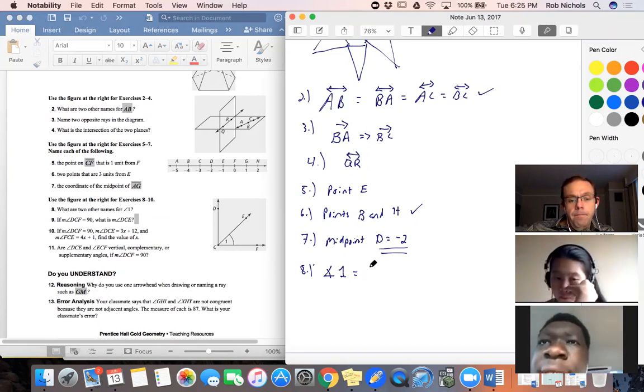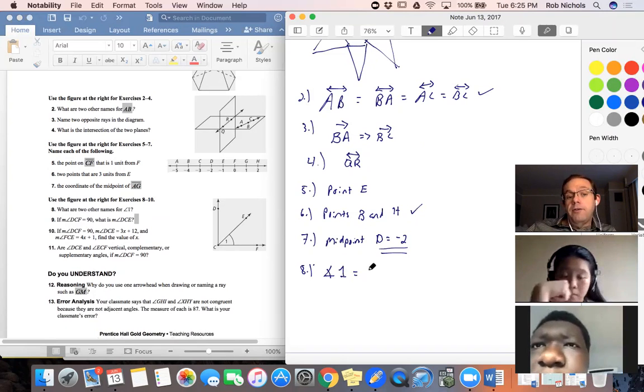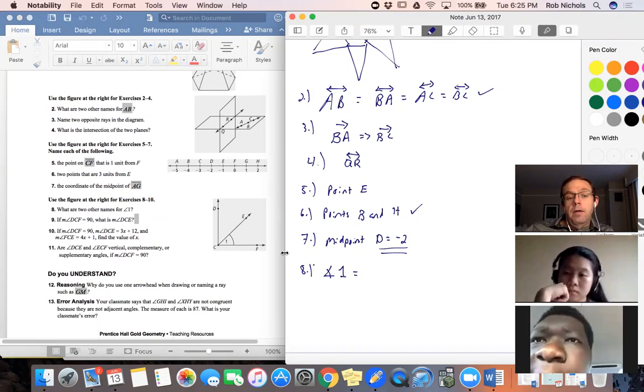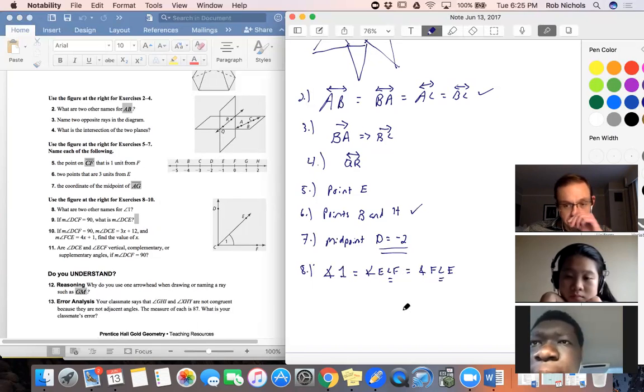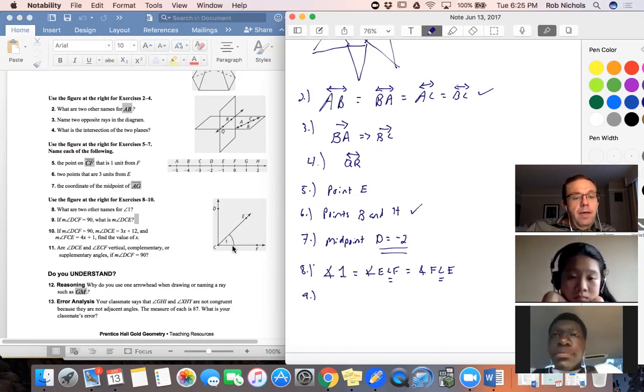EC. Close. We need one more letter to be more specific. Oh, ECF. That is correct. So angle ECF, perfect. Okay, Gigi, give me an angle. Angle FCE. Okay, perfect. And just to make a point, remember the vertex of the angle always needs to be in the middle. Absolutely.